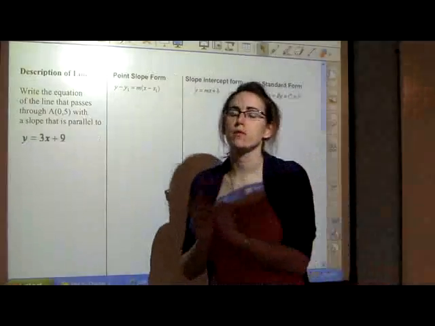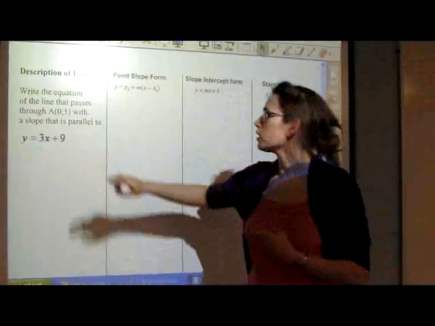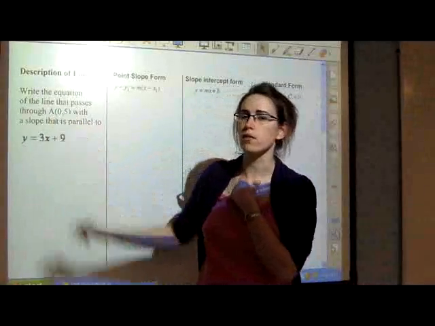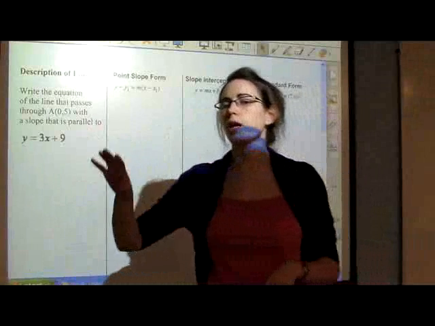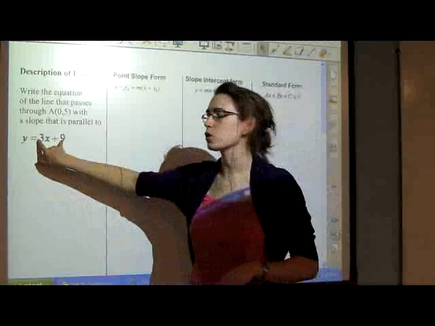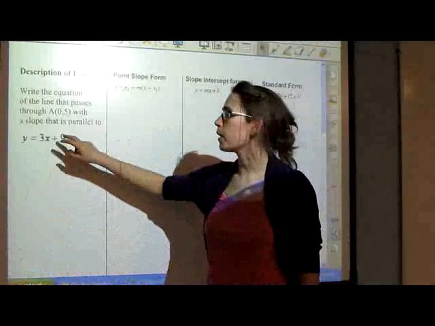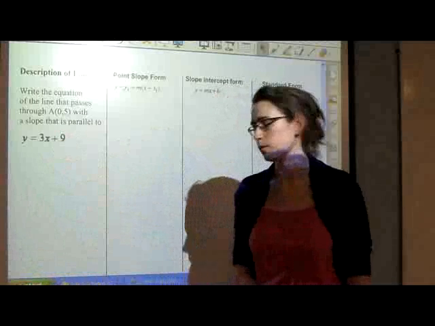So using these two ideas together, write the equation of a line that passes through A, which is (0, 5), and has a slope that's parallel to the line y equals 3x plus 9. So here we're given two pieces of information. We know that the line that we want goes through the point (0, 5), and we know that there's another line out there, which is y equals 3x plus 9. It's not our line, but we know that that line is parallel to the one that we want.